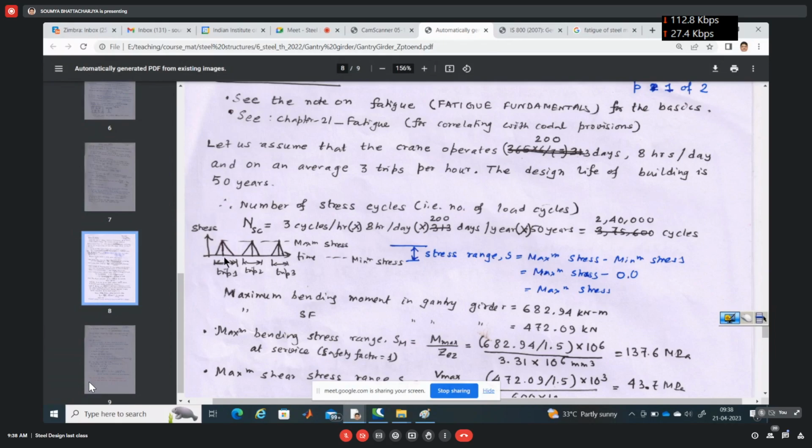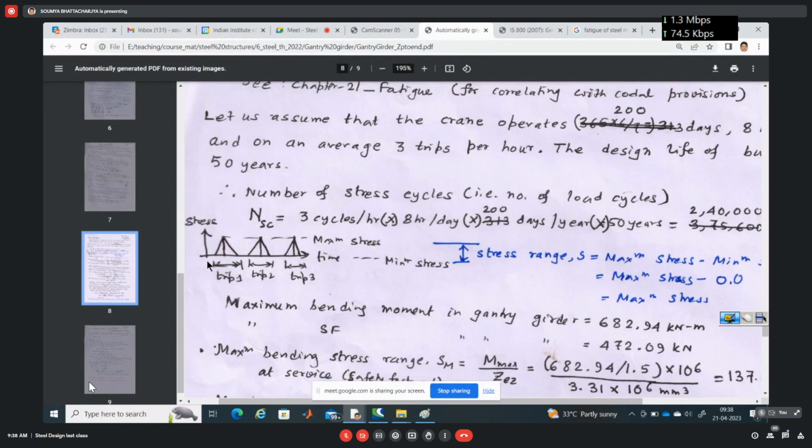Now, whenever the crane operates for each trip, this is the stress diagram over time. Whenever a crane wheel is moving, it will give you the maximum stress or reaction, and whenever it has moved or stopped, it comes to zero. So this is the start of the crane operation, appearance of the maximum stress value, then coming back to zero. In that way, for each trip, there will be one stress cycle. Here the maximum stress we can calculate, like the maximum bending stress in the girder.